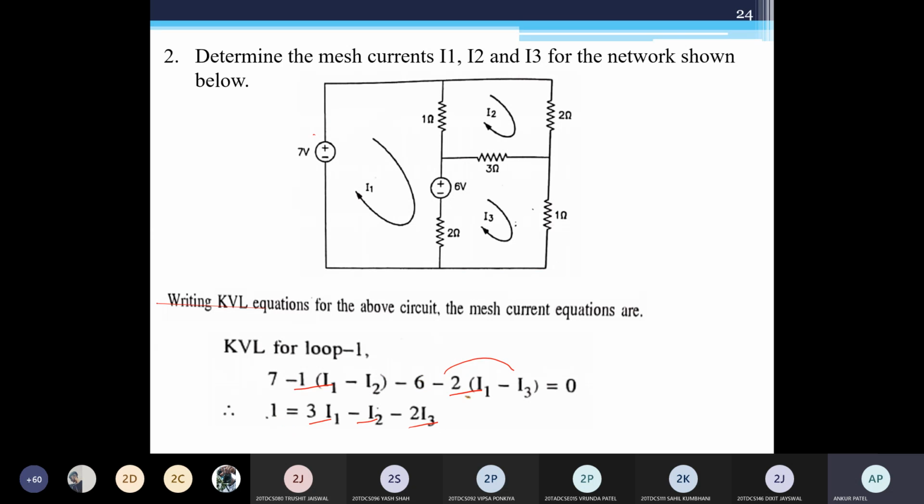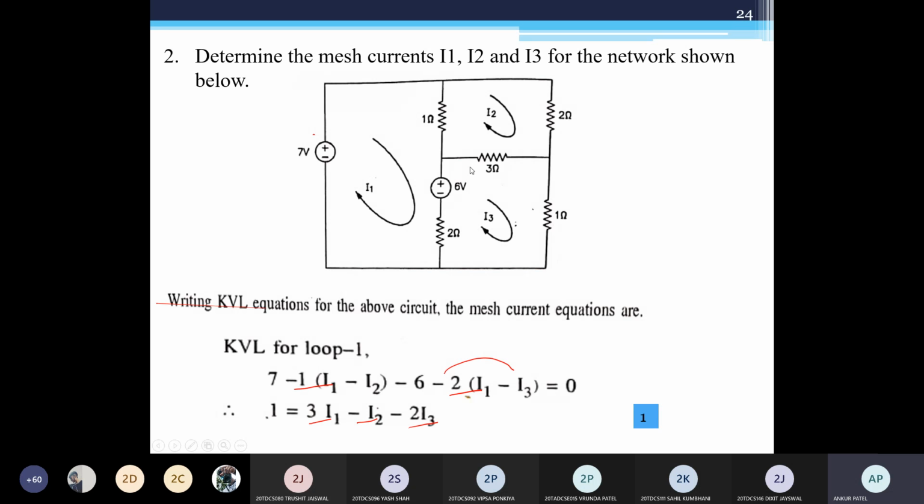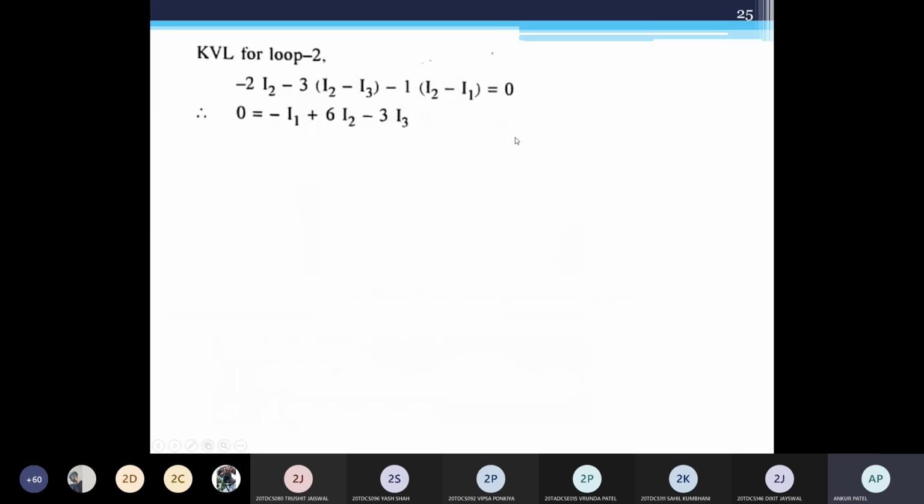Okay. For the second loop, you will get this expression: minus 2 I2 minus 3 I2 minus I3 minus 1 I2 minus I1. Here you can see, minus 1 I1 minus I2 minus 2 I2 minus 3 I2 minus I3 equals 0. So this is 0: minus I1 plus 6 I2 minus 3 I3.